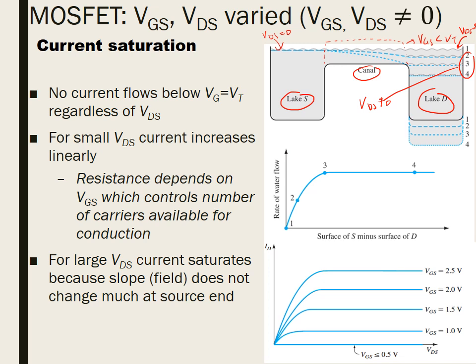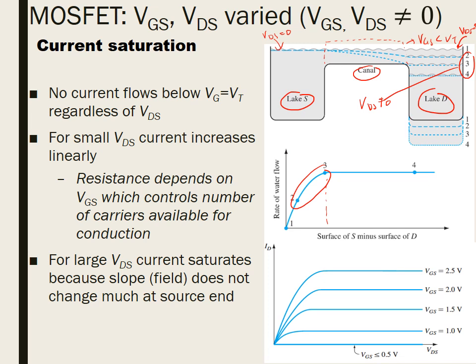For MOSFET, if we increase VDS, IDS increases linearly. This is at 0.2 and 0.3. But when VDS is further increased, the slope changes faster at the drain end. However, at the source end, only a small change in slope.